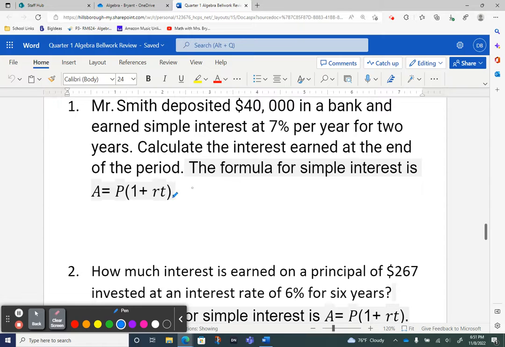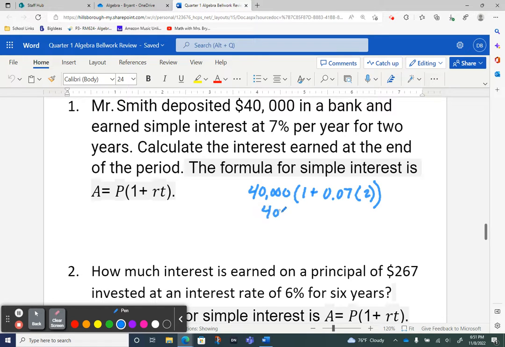So we have that the account at the end equals the principal times 1 plus the rate and the time. Remember that rate has to be in decimals and time has to be in years. So he deposited $40,000 in the bank. So there is our principal times 1 plus the rate is 7%. 7% in a decimal is 0.07 times 2 for 2 years.